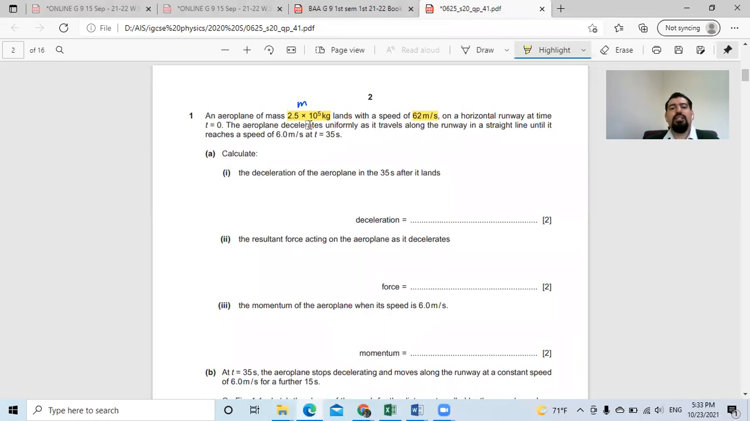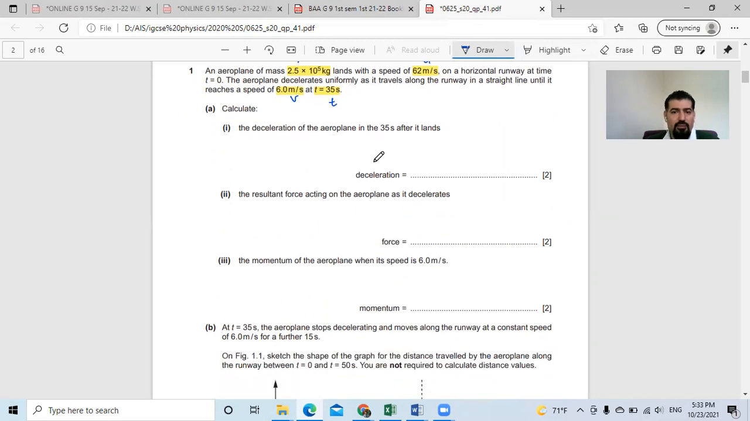Then the airplane decelerates uniformly as it travels along the runway in a straight line until it reaches a speed of 6 meters per second in 35 seconds. So what do we have here? We have U, V, T, and the mass. First of all, they ask us to calculate the deceleration of the airplane.